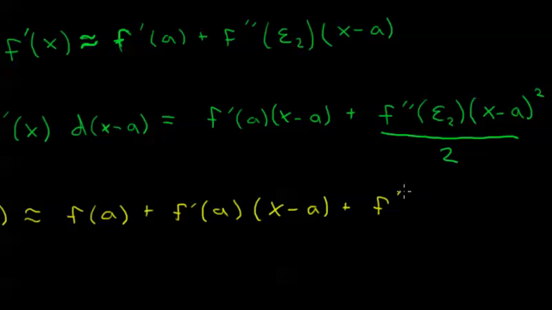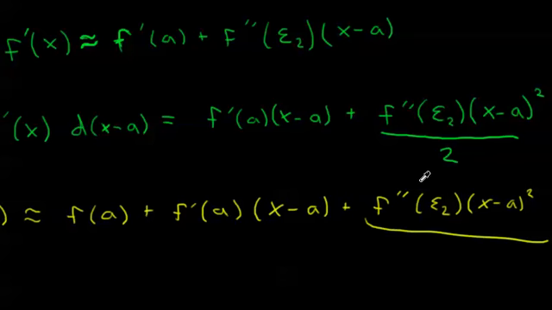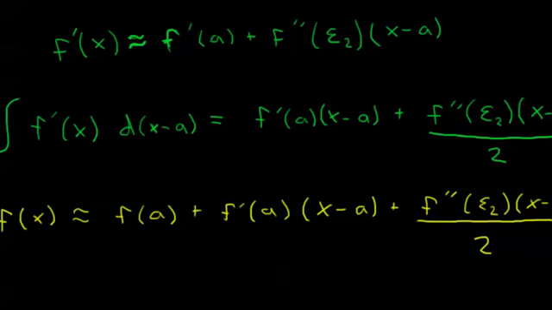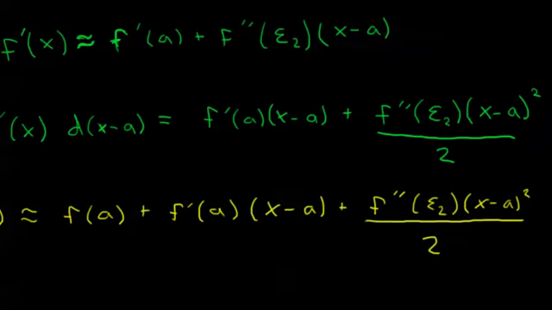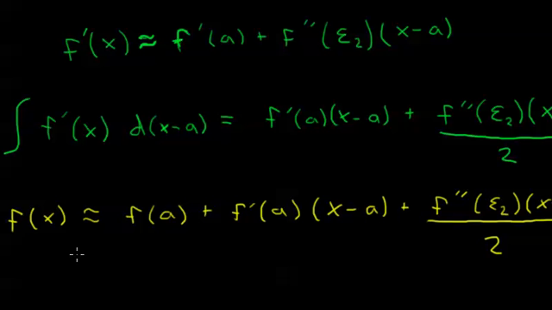But anyway, add this term, f double prime of epsilon 2 times x minus a squared over 2. That's a terrible line there. I haven't written it very compactly, but we can see that this is a second order approximation. So we have a term that varies with x squared. So this should be a little bit better. This is a second order, or quadratic, approximation, as it's sometimes called.